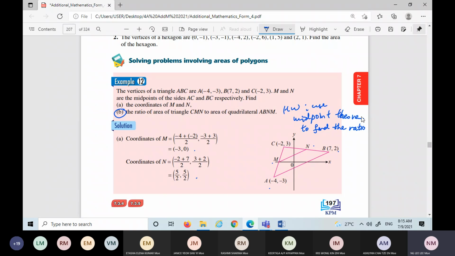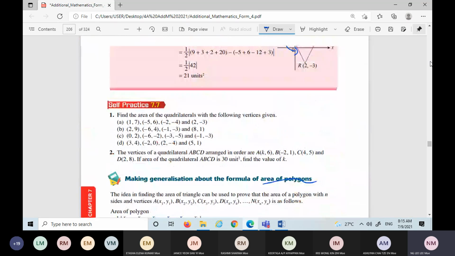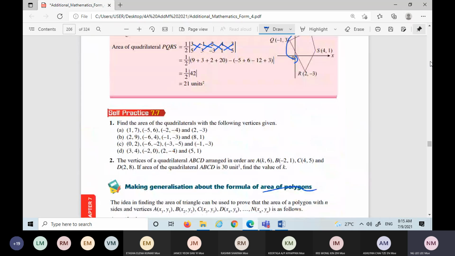So this is for today. Other than this, I will go through today's homework with you. Exercise 7.7, this is today's homework. But you don't do all. You do only A and C for question 1, and then do question 2. Let us see question 2.